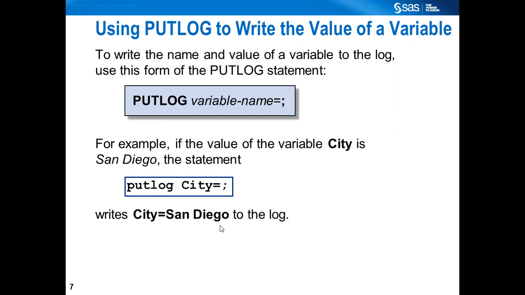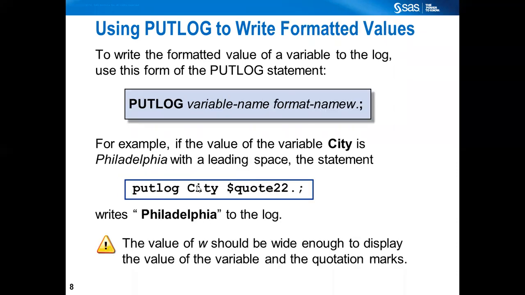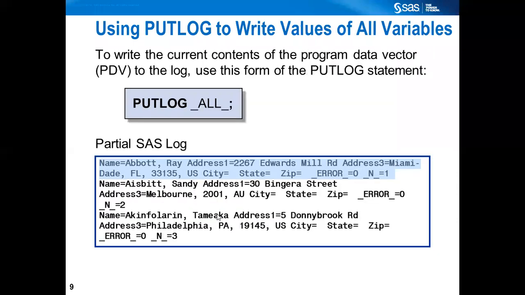It shows that it is extracting San Diego, with city as an example. If you want to see a specific variable where you are applying a format, such as city with quotation, it will show city with quotation marks. It is dollar quote 22 dot, the format you are applying, which applies quotation marks with its exact width. But if you want to check the values extracted while processing your data for all the variables, you use the keyword _ALL_.